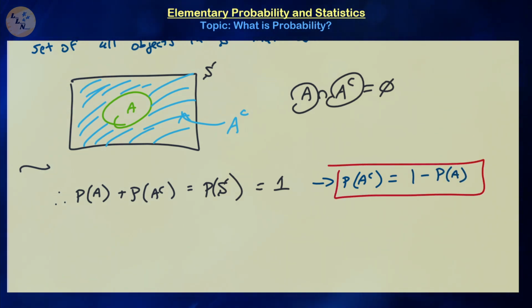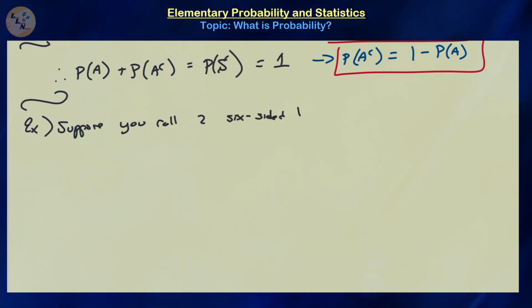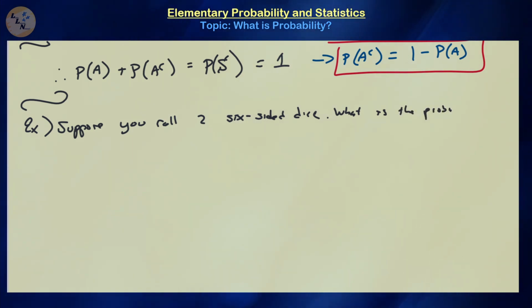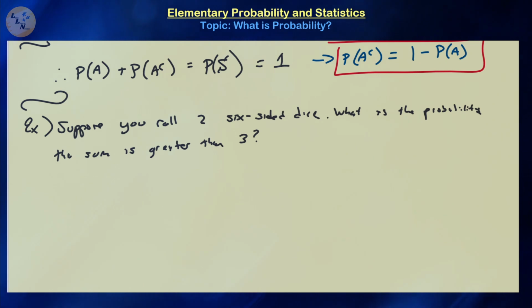And you can, of course, rearrange that if you want to. So let us look at a particular example of where we may want to use this. Let us suppose you roll 2 6-sided dice, and let's assume they're numbered from 1 to 6. What is the probability that the sum of the outcomes is greater than 3?